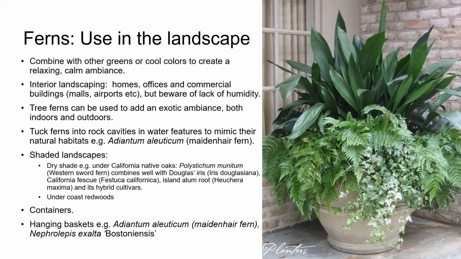Some ferns can be tucked into rock cavities in water features to mimic their natural habitats. The maidenhair fern, Adiantum aleuticum, is a good fern for doing this with. Many ferns obviously work well in shaded landscapes. Western sword fern, Polystichum munitum, works well in dry shade under California native oaks, where it combines really nicely with Douglas iris, Iris douglasiana, California fescue, island alum root, Heuchera maxima, and the hybrid cultivars of Heuchera maxima.